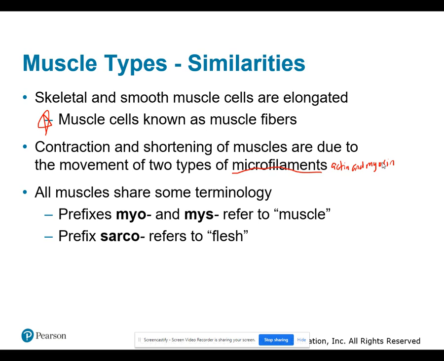The last similarity we're going to talk about is that all muscle types are going to share some type of terminology. You're going to see the prefixes myo and mys, which means muscle, or you might see the prefix sarco, which refers to flesh. So these prefixes, when you see them, you are talking about the muscular system. It's similar to when you hear the word pulmonary, usually it refers to the lungs. If you hear the word cardio, it refers to the cardiovascular system. Or if you hear the word osseous or os, it usually refers to bone.